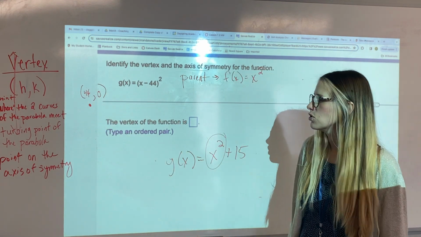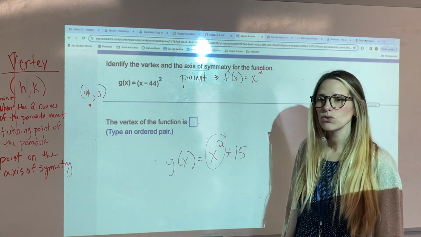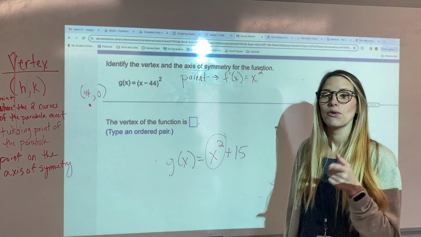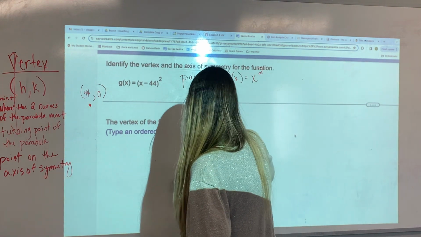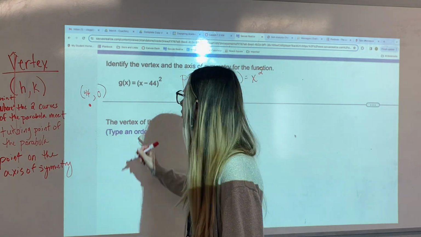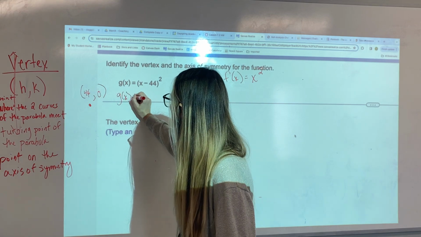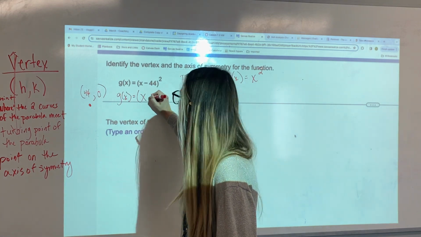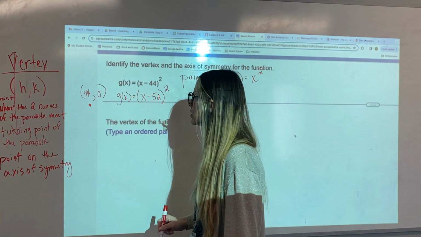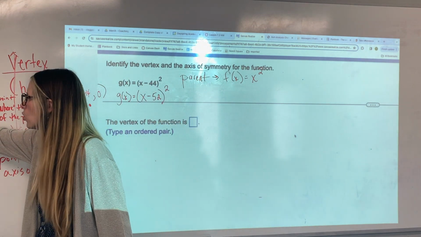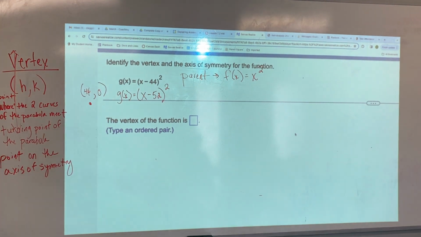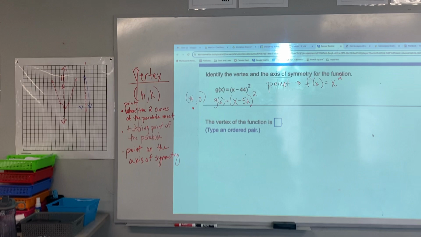Please let me know if you have a graph or a function and you still don't know what your vertex is. What does your function say? Okay. G of x equals parentheses x minus 52. Okay. So yours is going from the parent function. Which direction? Right.